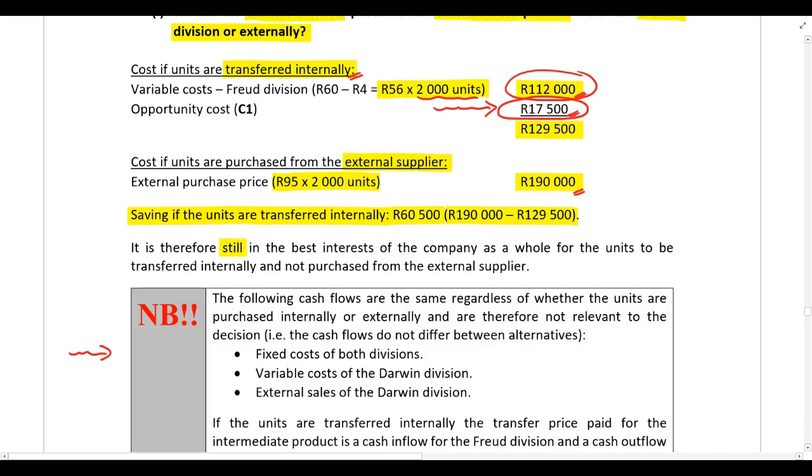So it is still in the best interest of the company as a whole for the units to be transferred internally, and they should not be purchased from the external supplier.